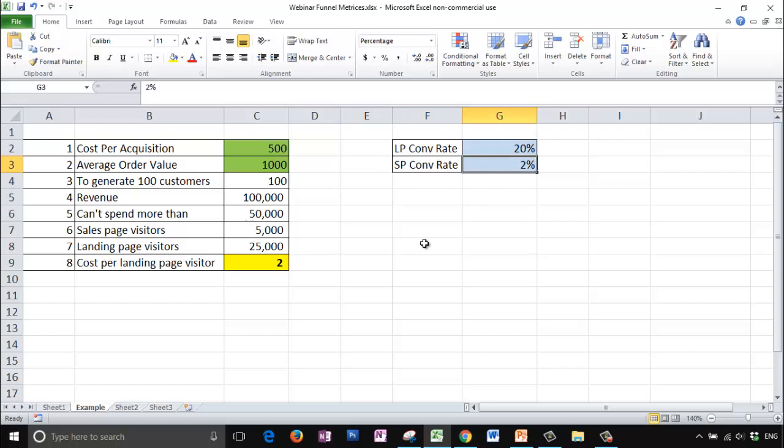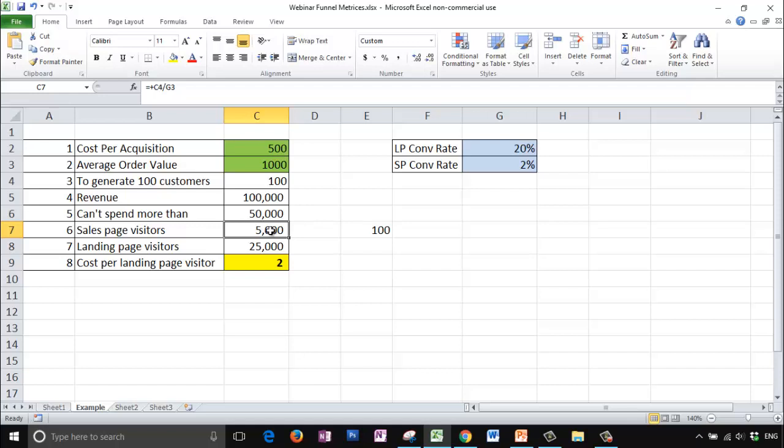So 2% of some figure is 100 customers, right? So 2% of a figure is 100 customers. Therefore, 100 divided by 2% will give you 5,000 as the answer, which means that if I was to look at 5,000 visitors to my sales page and multiply it by 2%, I have 100 customers. Naturally, if your sales page conversion rate is different, this figure will start changing.